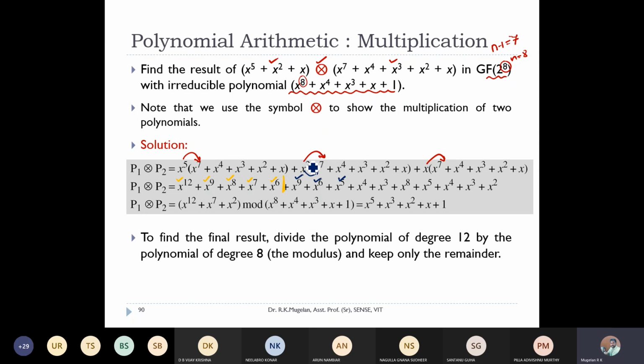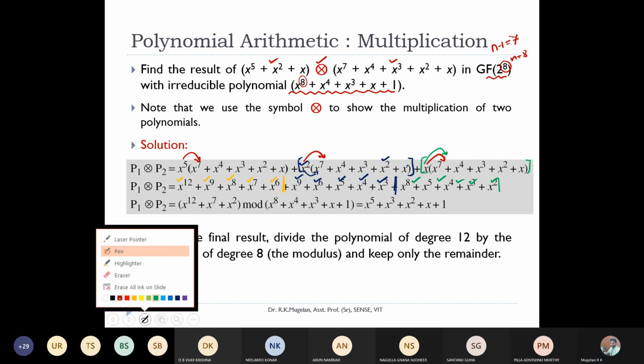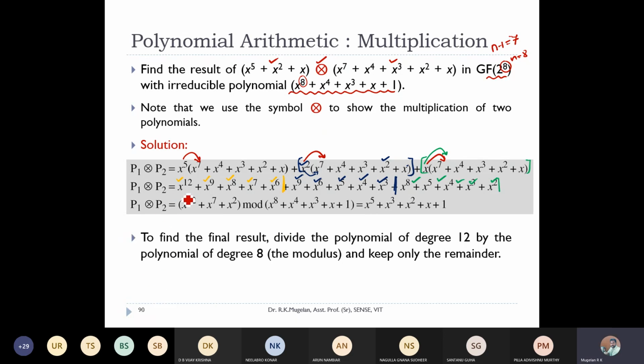Now, if you multiply this x square again, I'll be getting x power 4, and again x square with x, I'll be getting x cube. But this part is right. Next, the final part is where you multiply your x to this one, so I'll be getting x power 8, 5, 4, 3, and 2. So this last part is over here. Now I'm going to add the polynomials of similar power.